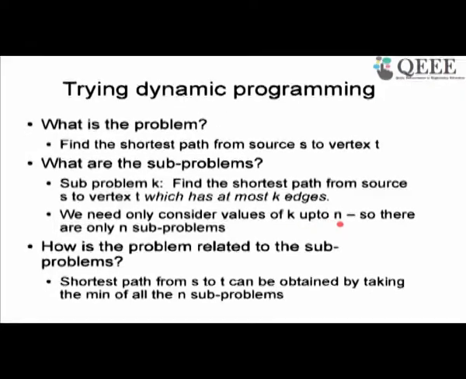Because there are no simple paths that have more than n edges. In fact, I don't have to do more than n minus 1. The largest length of a simple path is going to be n minus 1. So I need only do up to n minus 1 actually. So there are only order n subproblems.